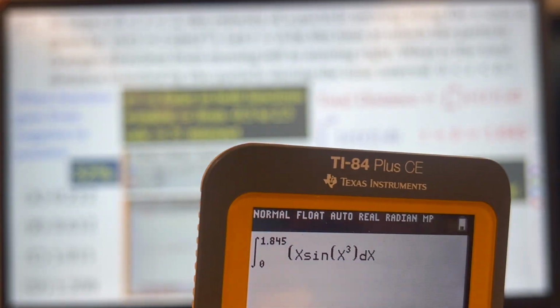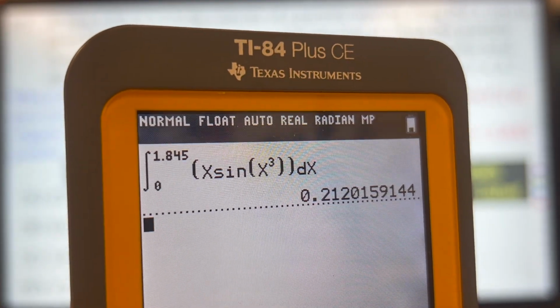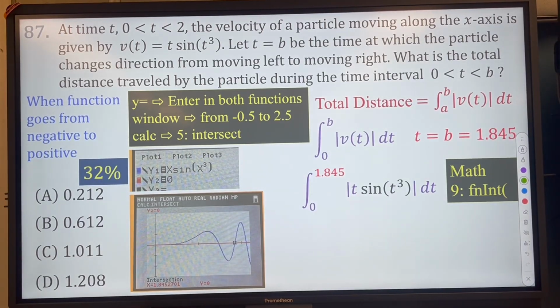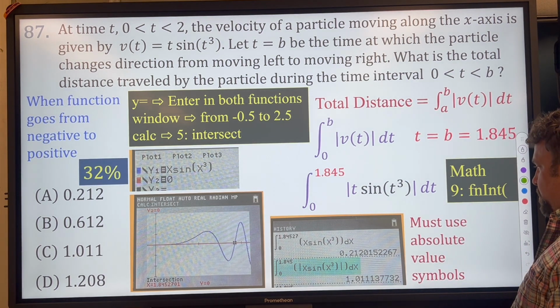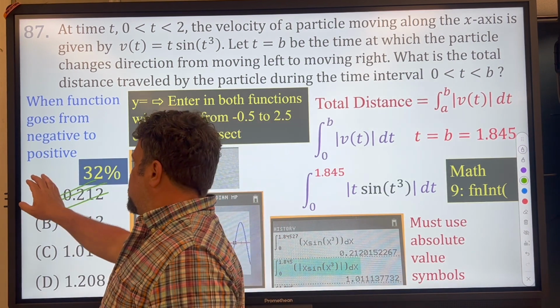x. All right, and then enter. 0.212. And look at that. Bam. Uh-oh. 0.212 though is the wrong answer.